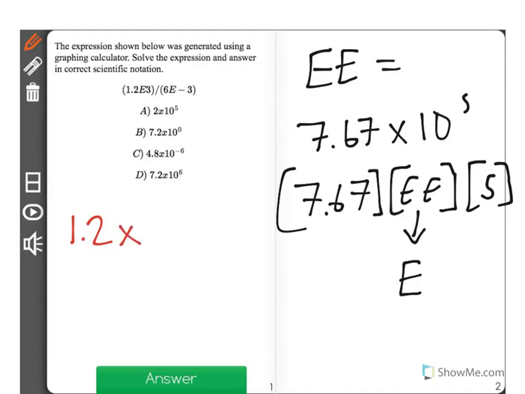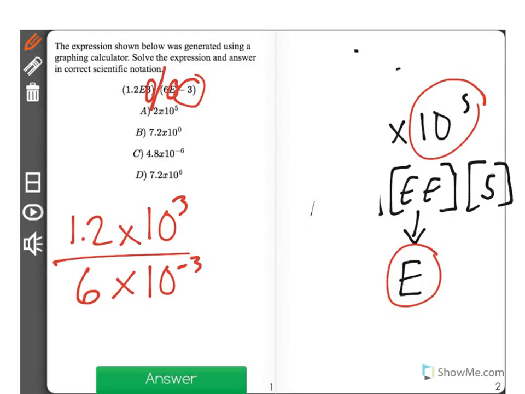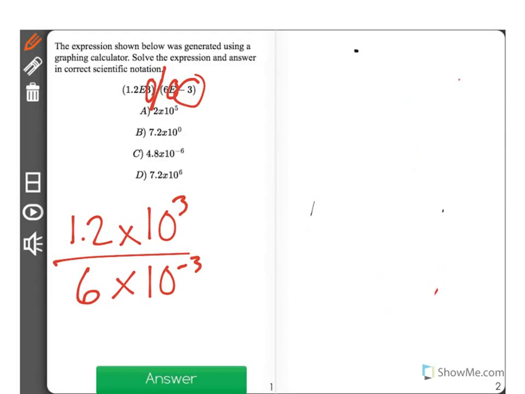So, that means that what we have here is 1.2 times, remember E means in scientific notation, times 10 to the third, and this slash represents a division problem or a fraction. Slash 6 times, again I see E, so that means 10 to the, well you might have thought this was subtraction. That actually means 10 to the negative third. So we have 1.2 times 10 to the third over 6 times 10 to the negative third. I'm going to erase this over here for more space to show my work.